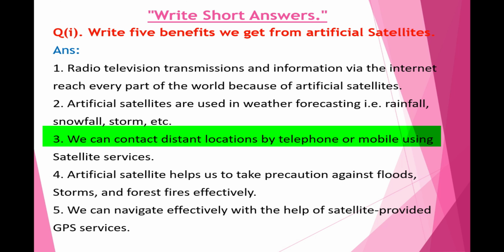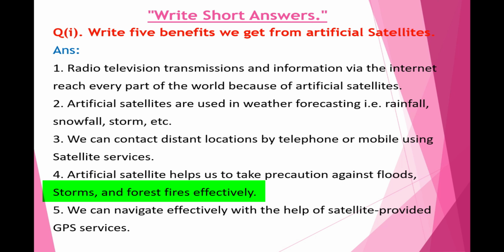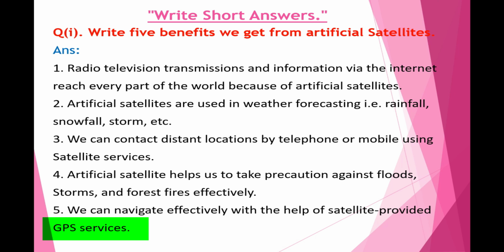We can contact distant locations by telephone or mobile using satellite services. Artificial satellites help us to take precautions against floods, storms, and forest fires effectively. We can navigate effectively with the help of satellite-provided GPS services.